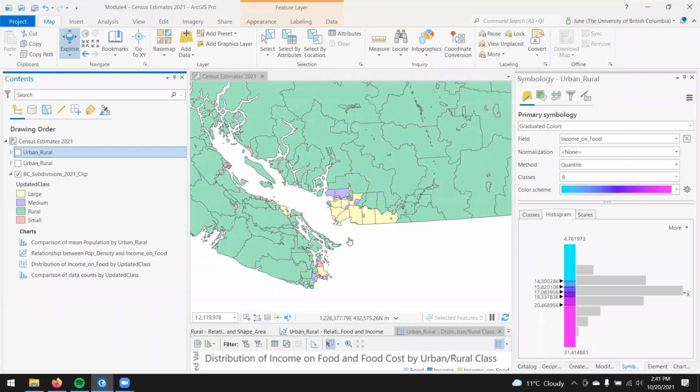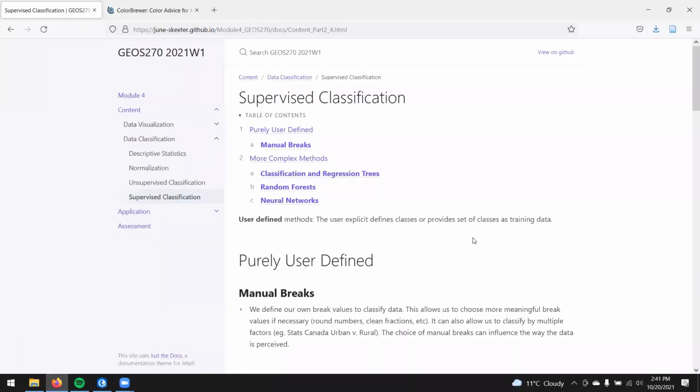And then those values of 30,000 and 100,000 for differentiating between small, medium, and large were also chosen to distinguish between a large city like Vancouver or Burnaby or a smaller city or municipality like Nanaimo or something like that, right? And so this was explicitly user defined, and all you had to do was open the attribute table, right click, select, apply.